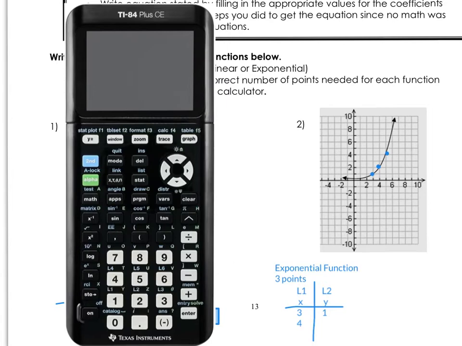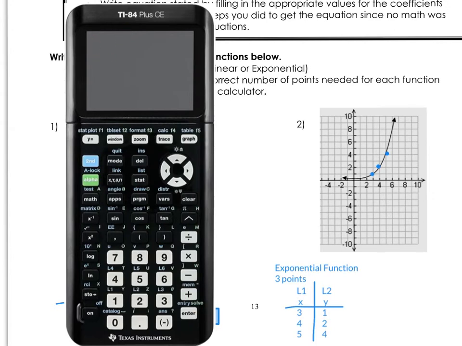So 3 is with 1, and then the 4 value is with a 2, and then 5 is with 4. So again, I'm just writing out my points, and then I'm going to go to my calculator again. So we're going to go back to Stat. We're going to hit Edit.